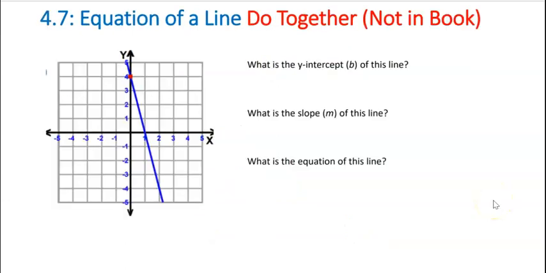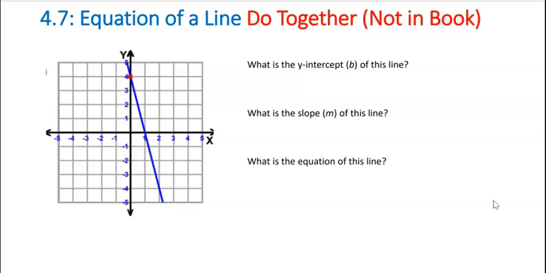Got a couple more practice questions that aren't in the book, but I like these ones. So you can pause the video and try, or you can work with me. We're going to take a look at this graph, and then we're going to determine y-intercept, slope, and equation.